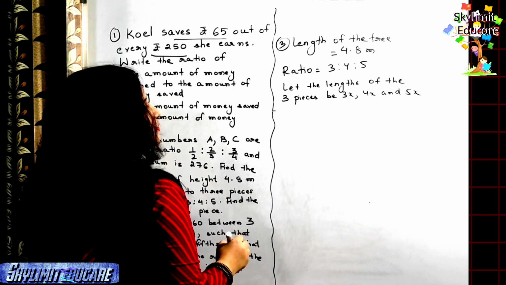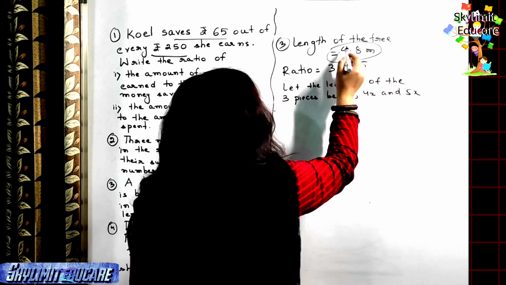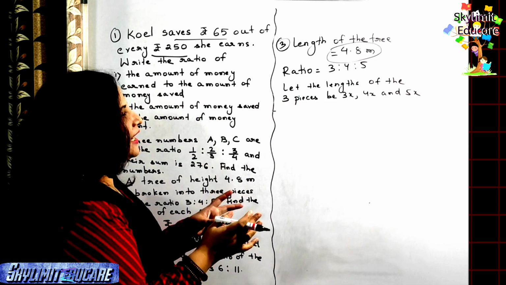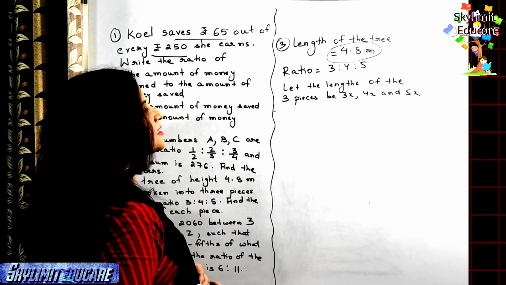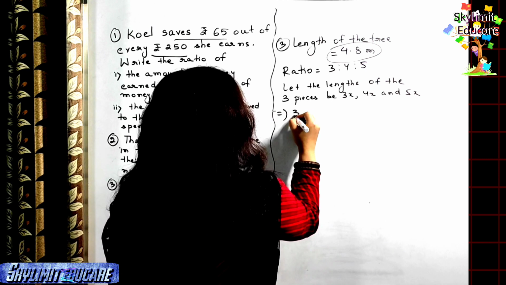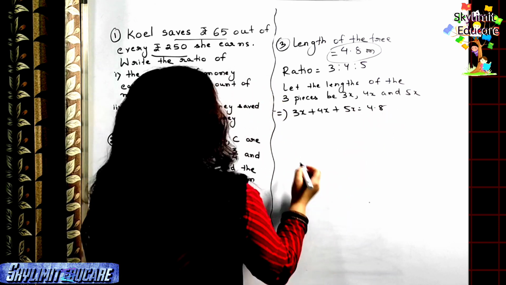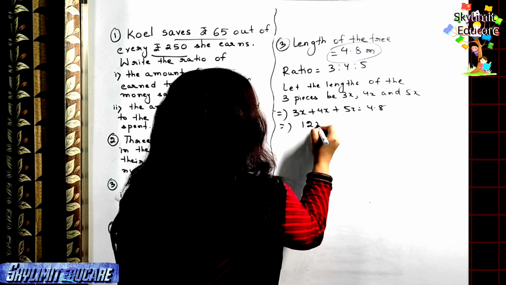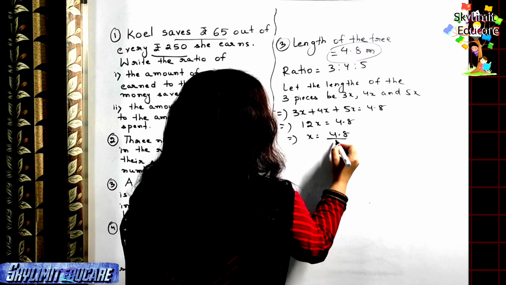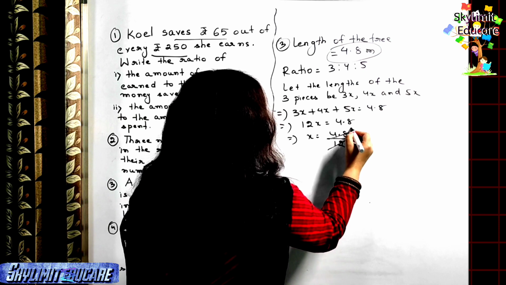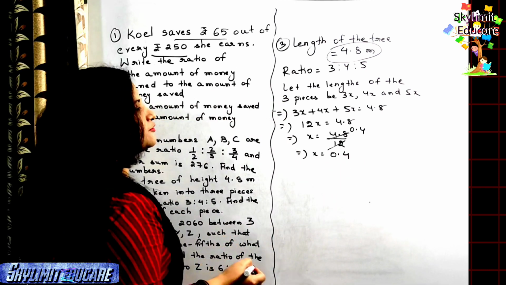Okay, and if you add all these three pieces, obviously you will get the total length of the tree. Yes, because this 4.8 meter was broken into three pieces. So if you add the three pieces, we can write it as 3x plus 4x plus 5x is equal to 4.8. Yes, so 12x is equal to 4.8, or x is equal to 4.8 divided by 12. So easily it cancels out. So how much are we going to get here? 0.4. I think solving is not a confusion for you, right?